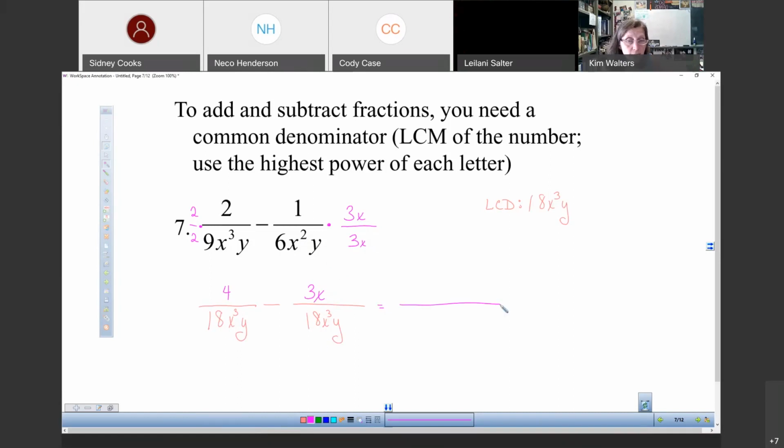Once I have a common denominator, I simply can write that down. And then I go about collecting my numerators. So for 4 minus 3x over 18x cubed y. And that's my answer. Questions? Okay.